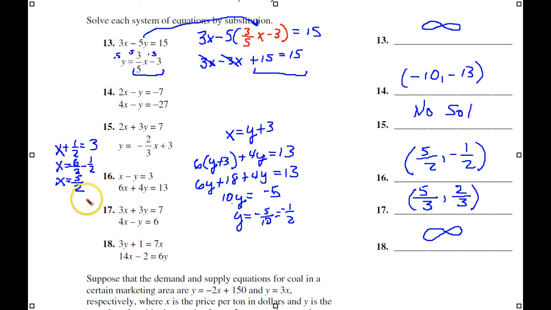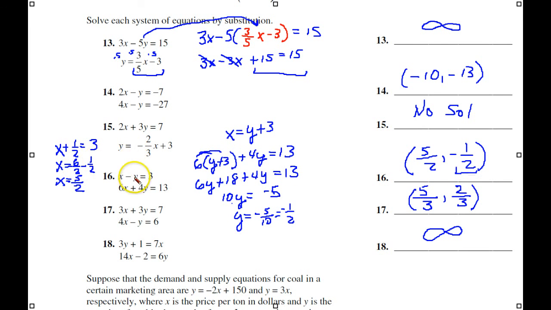Okay, so the first part was quite easy. We're just going to transpose the y over. So we have x equals y plus 3, which we then put in the second equation. I get rid of my parentheses. I group like terms, subtract 18 from both sides. I get a negative 5. Divide both sides by 10. I get a negative 5/10 that reduced to a negative 1/2.